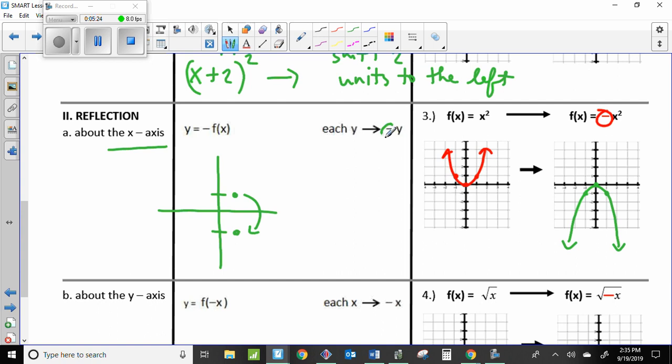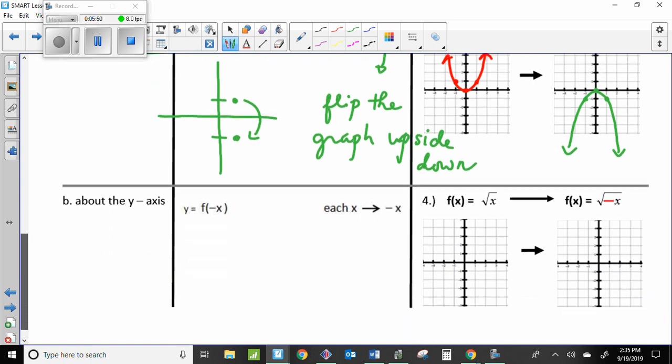This negative here would reflect your graph over the x-axis, or it will simply flip the graph upside down. That's reflection over the x-axis, negating your whole function.